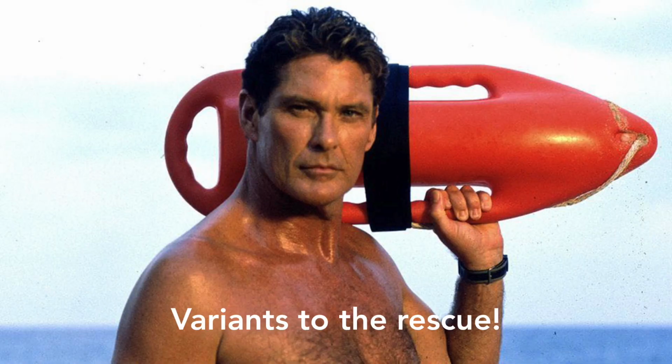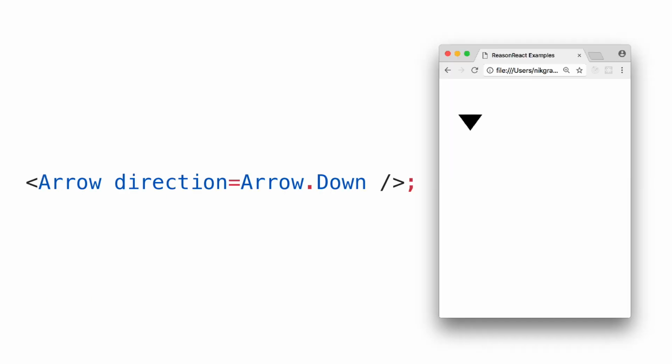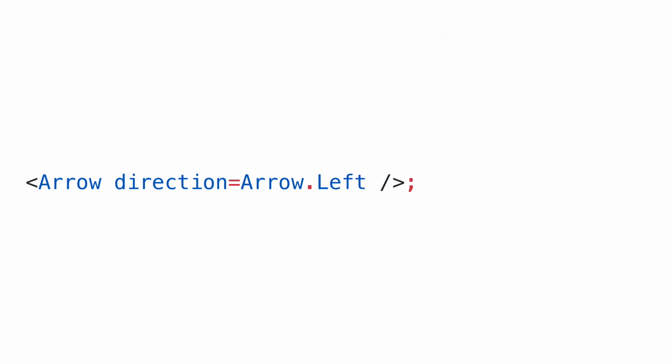So what we can do is use variants to the rescue. We can make this better. When we use our arrow, we figured out only up and down is supported because we went through the code, but we have 20 other devs that use our component. So we can define a variant. And in the end, our logic gets 5 more lines. But then we can use this variant directly as a property, or in this case, actually a labeled argument.